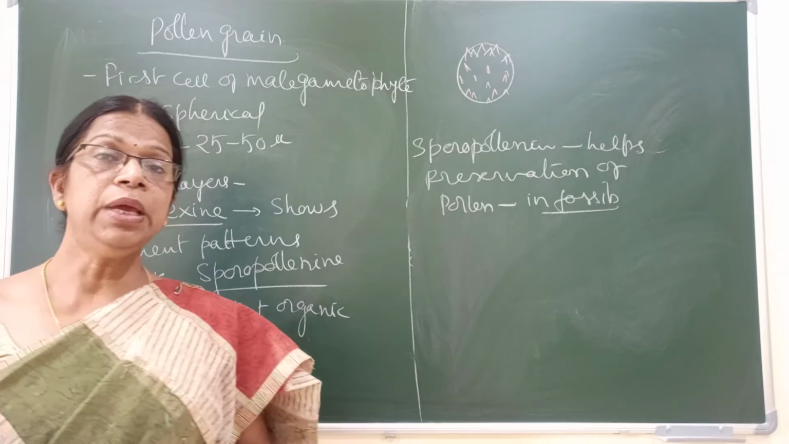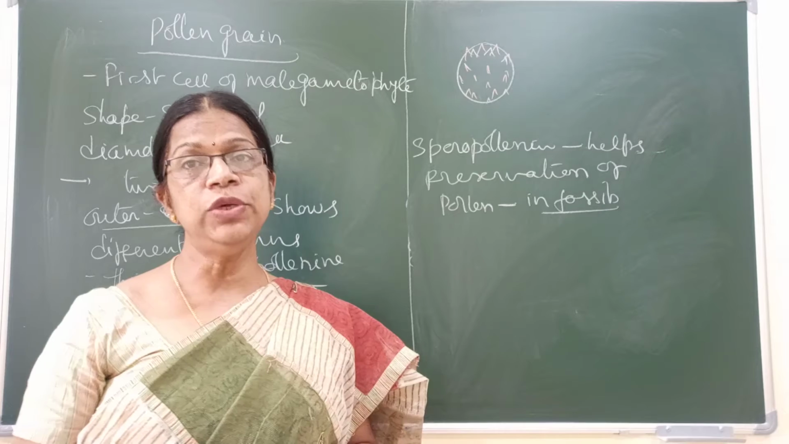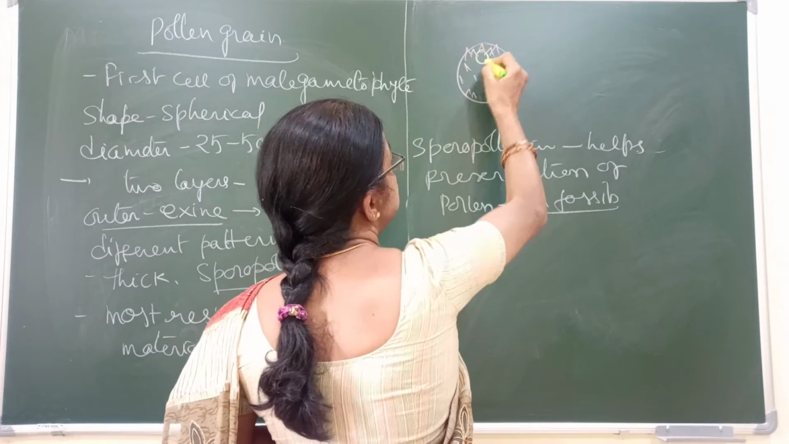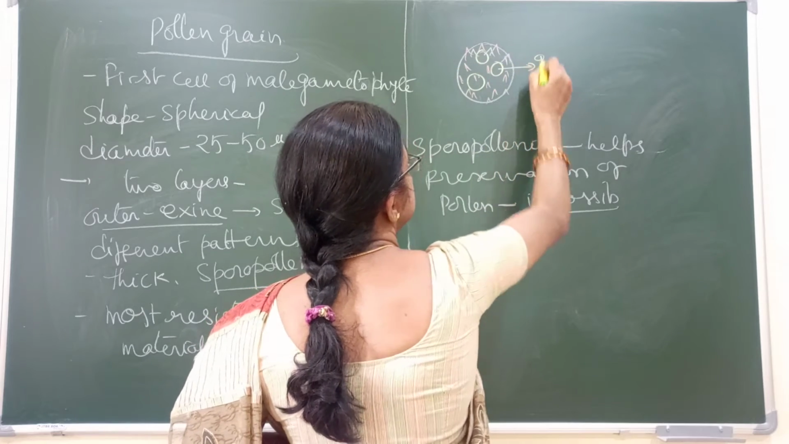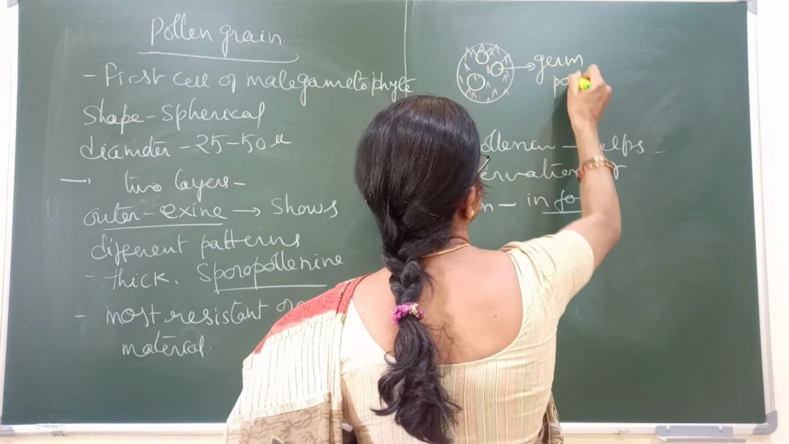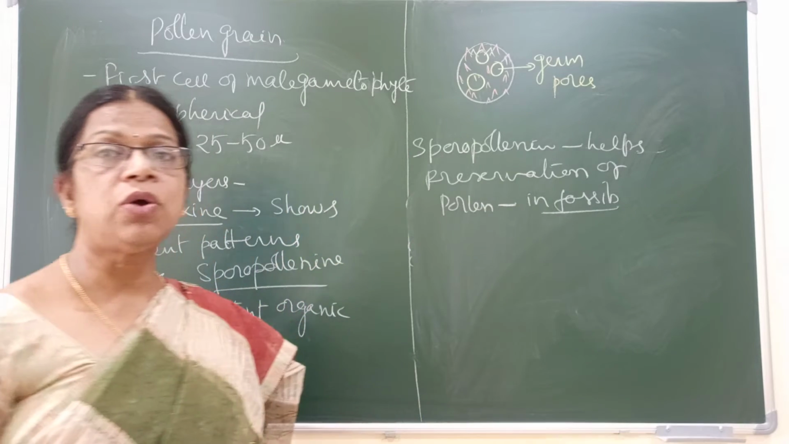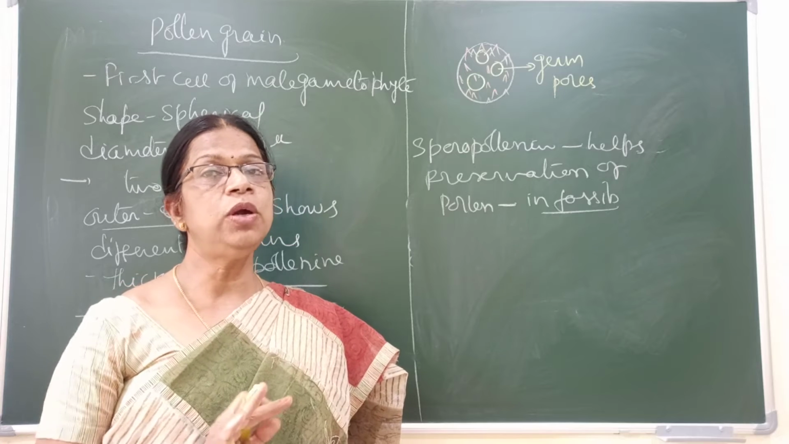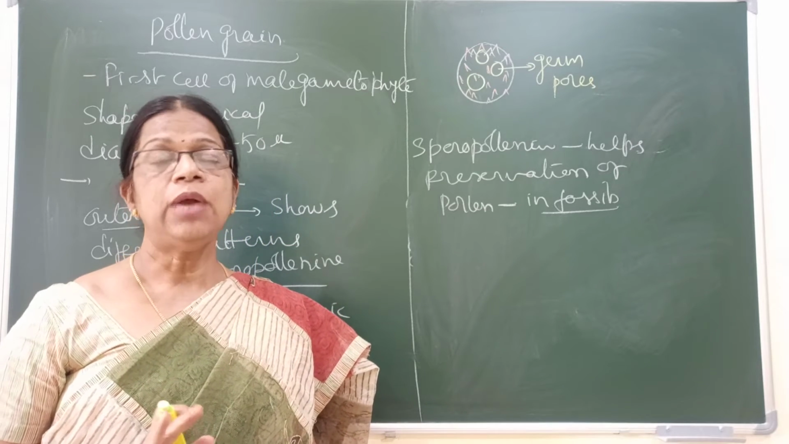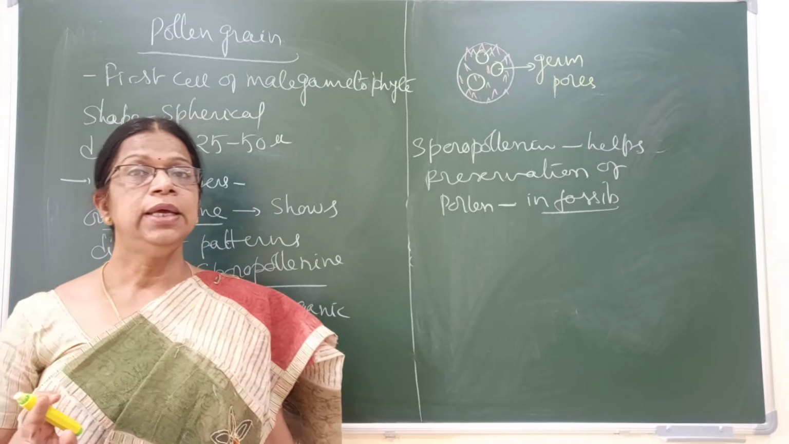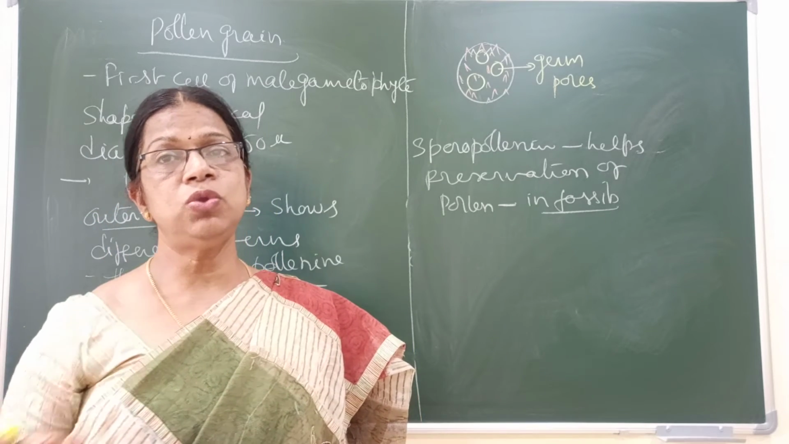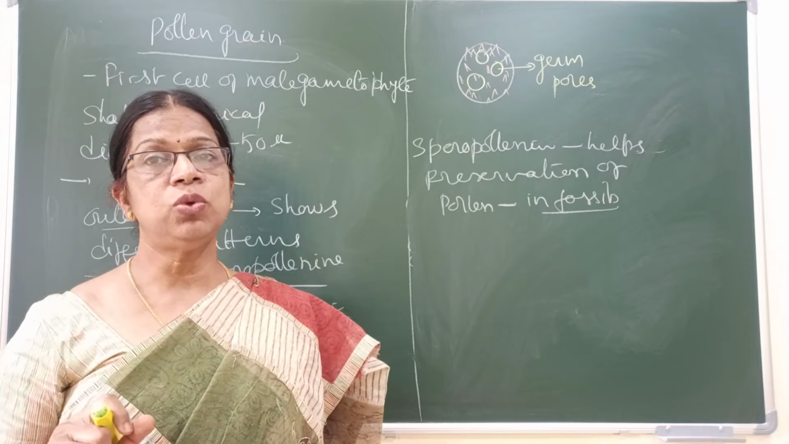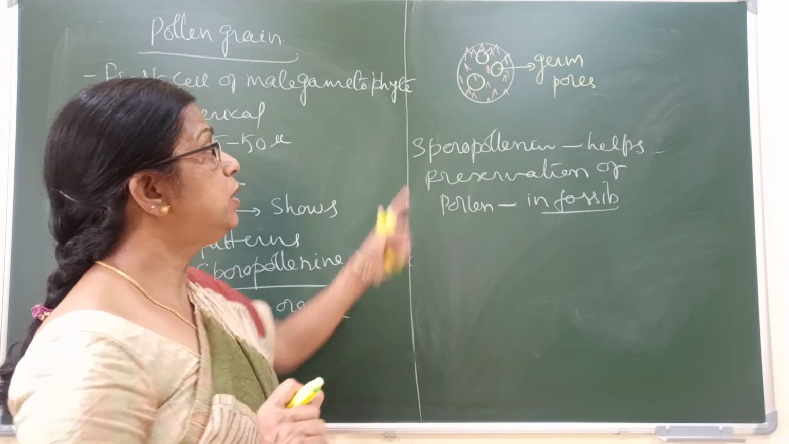But there are some areas on the exine which are unthickened, that means they do not have sporopollenin. These unthickened areas are called germ pores. Germ pores are made up of only a thin wall. The significance of the germ pore is that after pollination, the pollen tube emerges out through the germ pore.